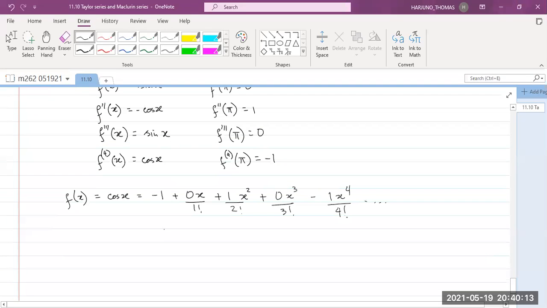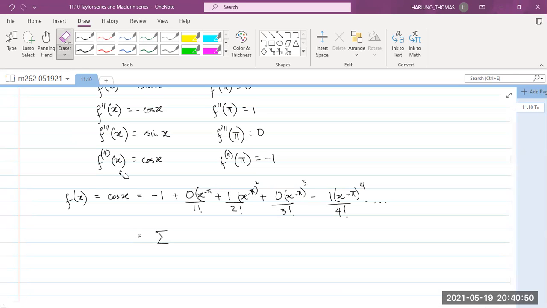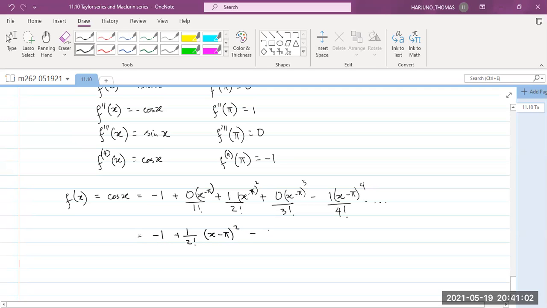So you see the alternating. I make a mistake, a very big mistake, I'm sorry. It's supposed to be x minus pi. So x minus pi squared, x minus pi cubed, x minus pi to the 4th. Let me get rid of the 0 term first. So it will be -1 plus 1 over 2 factorial x minus pi squared minus 1 over 4 factorial x minus pi to the 4th and on.